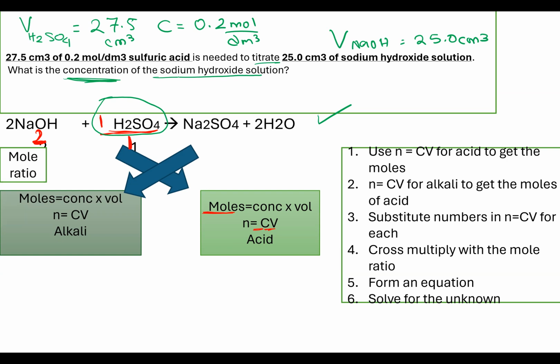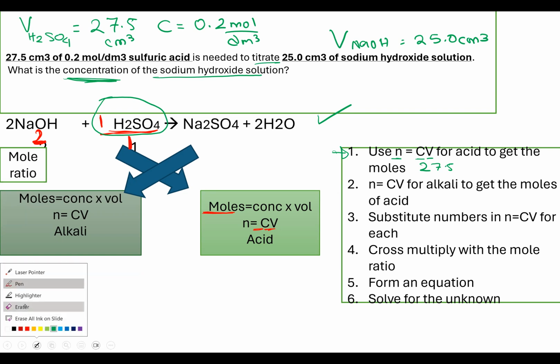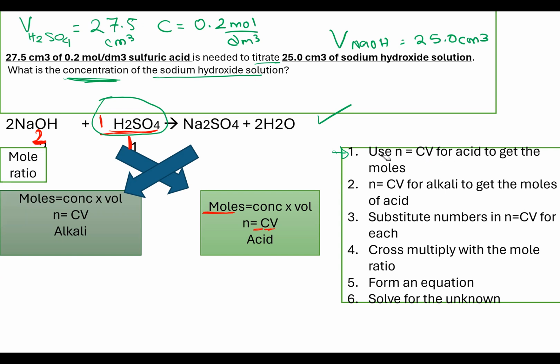Before that, they may ask you, what is the number of moles of the acid, let's say, in the solution? If you were to follow these steps, you could find the number of moles by saying n equals C times V. In our case, we do have 27.5 cubic centimeters, and therefore we need to convert them. However, let me just go back and redo this one.